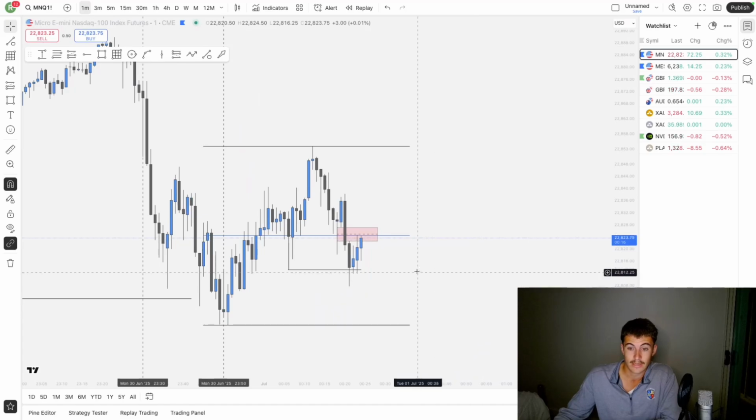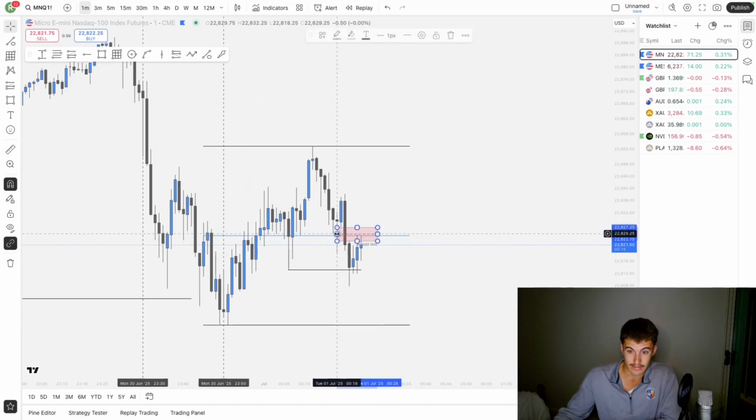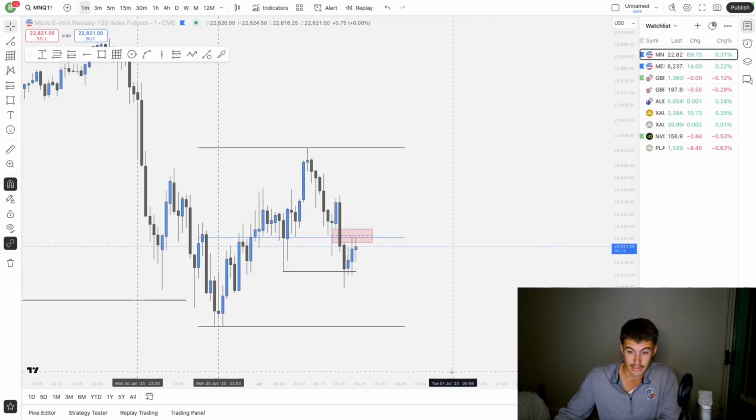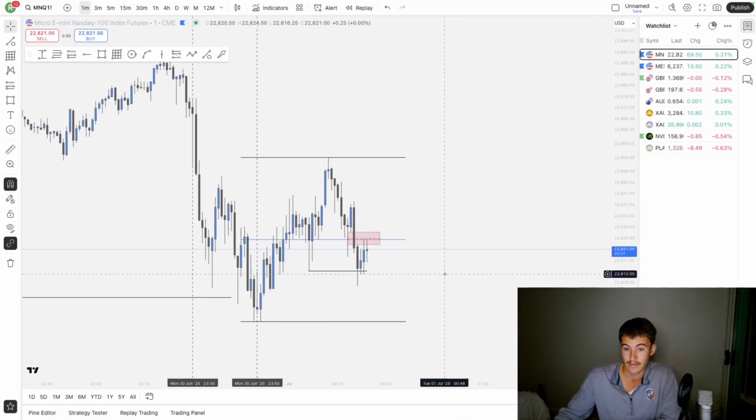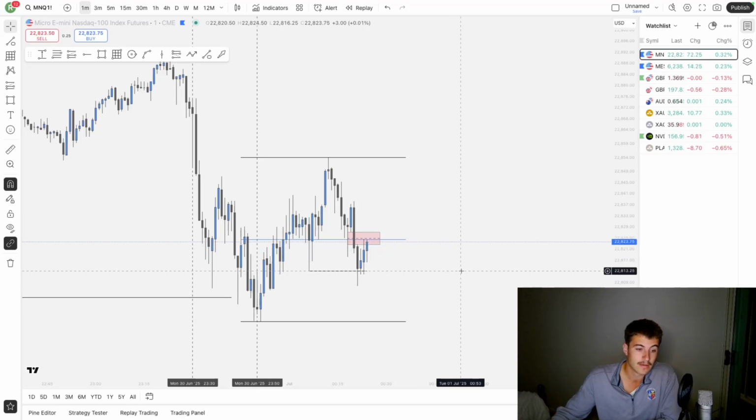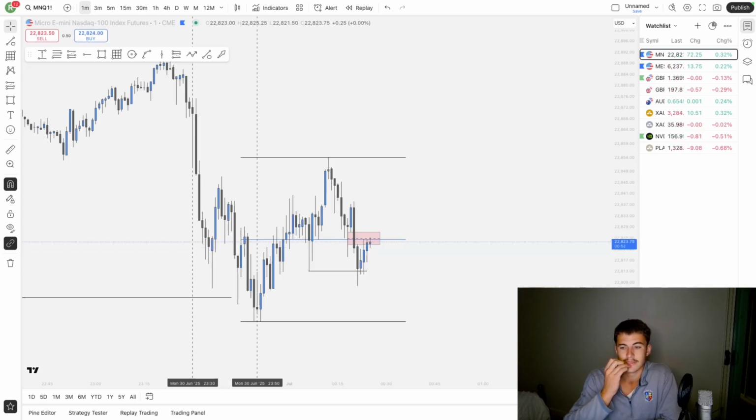So it's leaving us with this 1 minute imbalance. This is going to be the entry for the day. Once we see an inversion of this fair value gap, if we see that, I think I'm going to place 10 contracts. 10 contract position on ES.